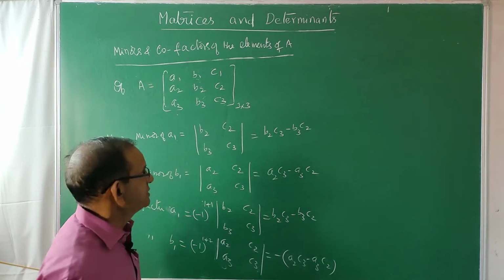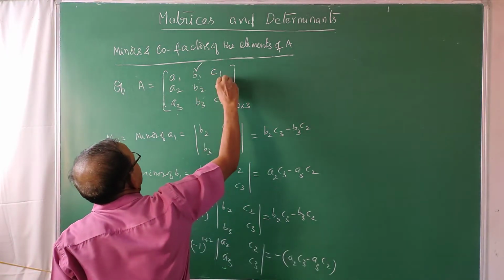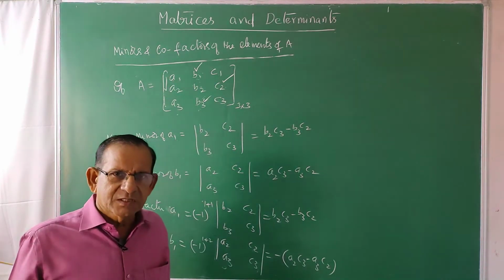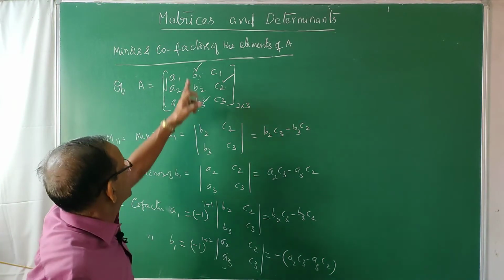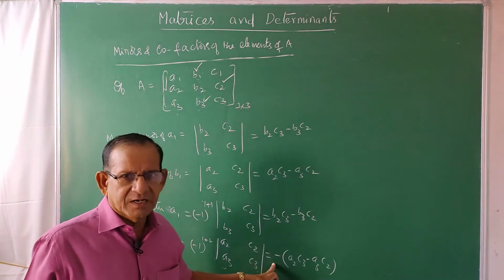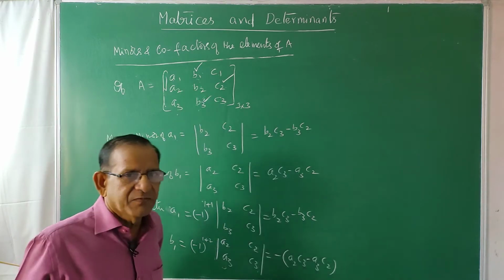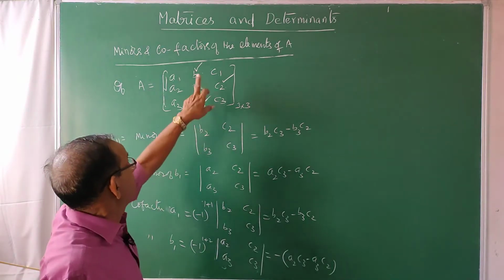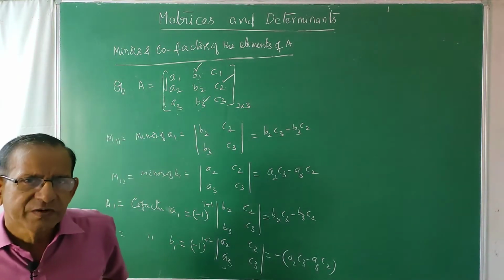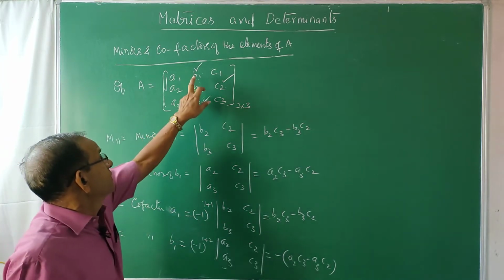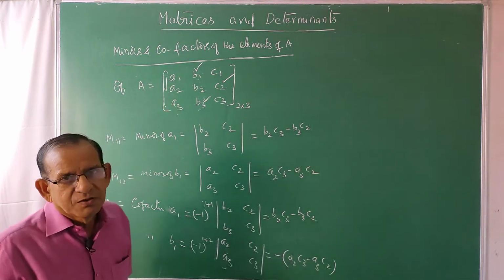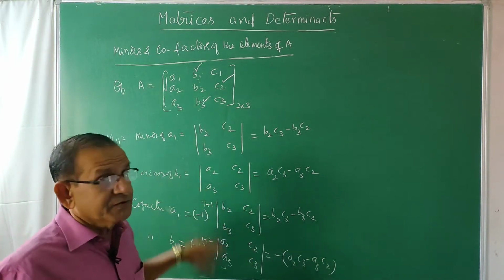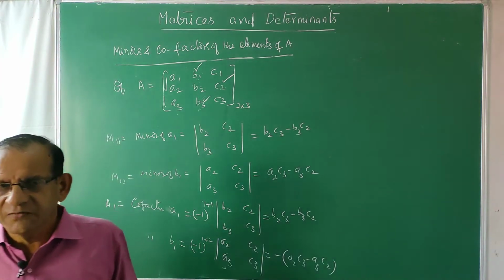So for which elements will you get this? For this element, this element, this element and this one. For these 4 elements, row number plus column number is an odd number, so you get a minus sign before the minor. For the remaining 5 elements, A1, C1, B2, A3, C3, the 4 corner elements and the middle element, minors and cofactors are the same. But for the remaining 4 elements, B1, C2, B3, A2, I have to put a minus sign before the minor. That is the difference between the minor and cofactor of an element.